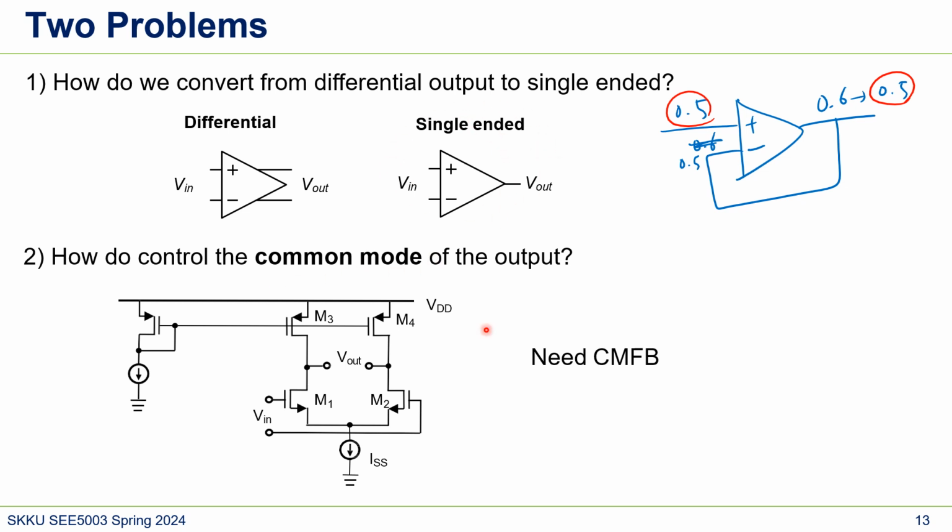And also, how about the common mode of the output? In this fully differential amplifier, we need CMFB, but for active current mirror load, we don't need common mode feedback. So that's good, right? If we use active current mirror load, we can achieve a single-ended amplifier, and also we don't need CMFB.